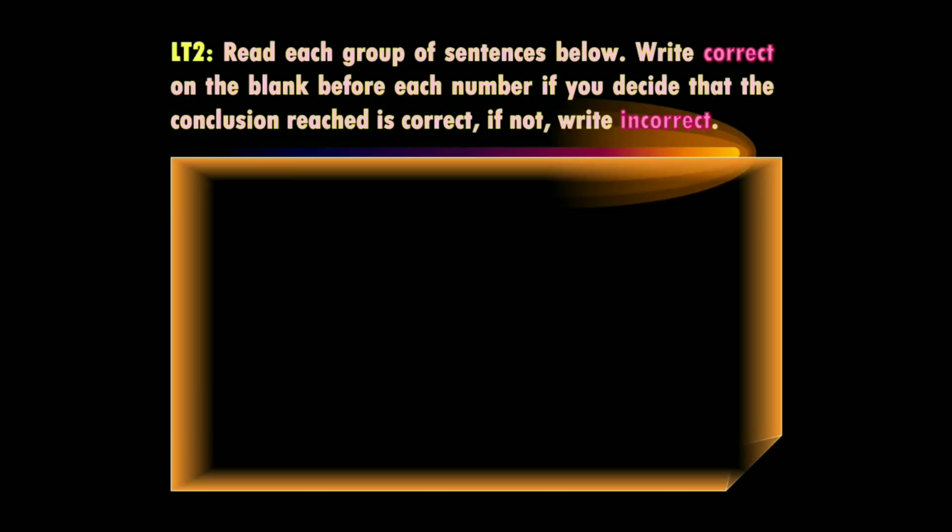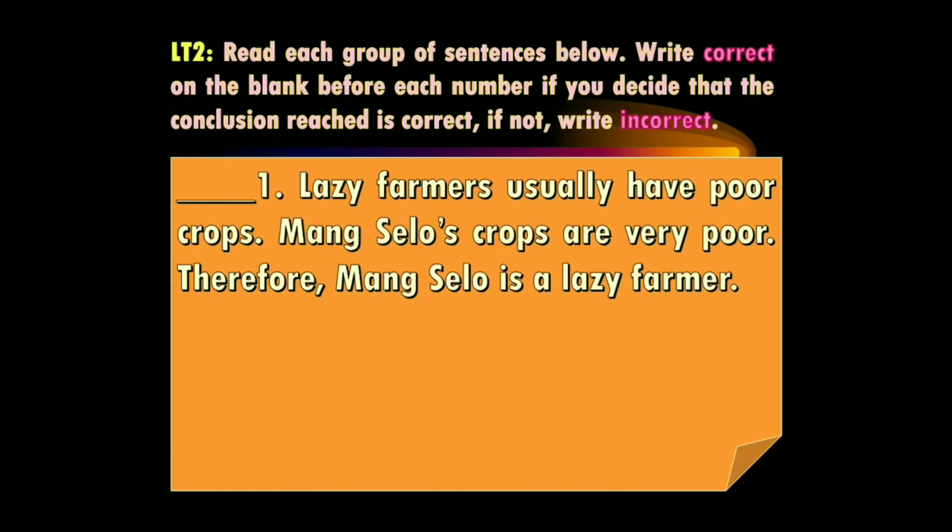So let's start with statement number 1. Lazy farmers usually have poor crops. Mangcelo's crops are very poor. Therefore, Mangcelo is a lazy farmer. Is the conclusion reached correct or not?